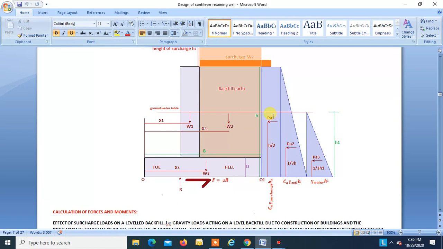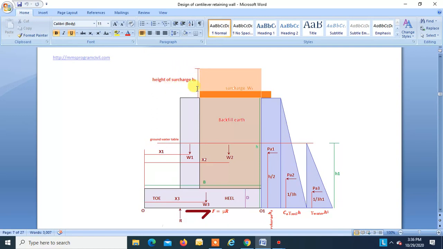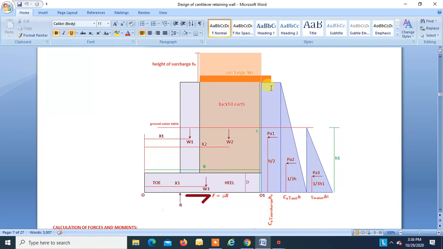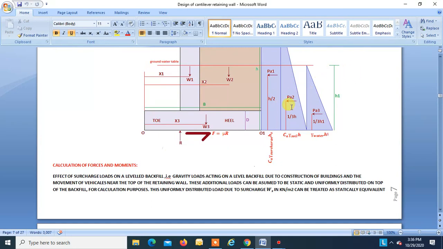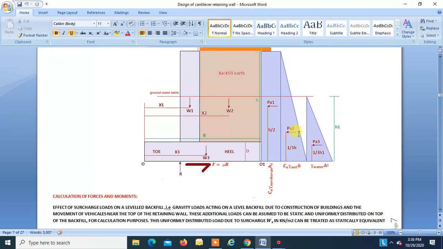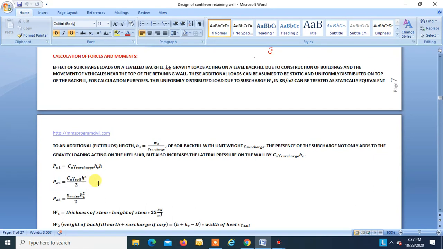First we will find the force PA1. PA1 is equal to Ca into density of surcharge into Hs. Hs is the fictitious height of the surcharge, calculated as Ws divided by the density of surcharge. So PA1 is equal to Ca into surcharge density into Hs into H, where this is H. Now PA2 is equal to Ca into density of soil into H into H into 0.5.